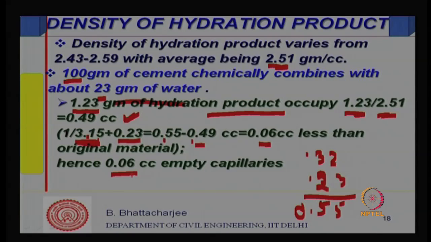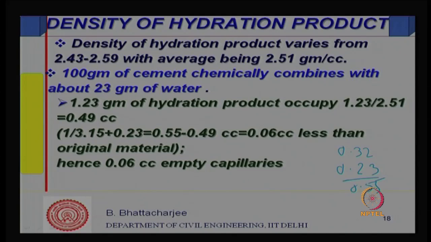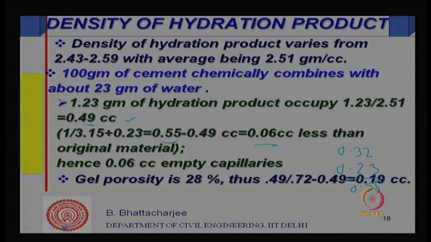The difference is assumed to be some empty space. So, 0.32 plus 0.23 makes it 0.55, minus 0.49 gives you 0.06 cc, and therefore this is assumed to be some empty space. But this 0.49 actually has got internal pores, and this is typically 28%.